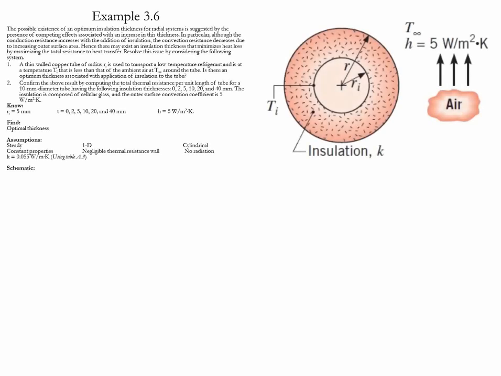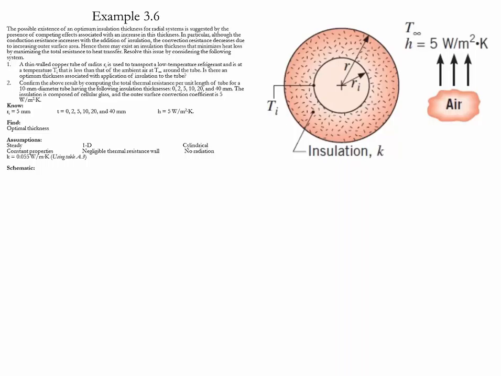Example 3.6. In this example, we evaluate the possible existence of an optimum insulation thickness for a radial system. We are going to evaluate an expression for a thin-walled copper tube with given geometry, an internal temperature for refrigerant, and an outside temperature for air. We will evaluate an expression for the optimum thickness for this particular application.